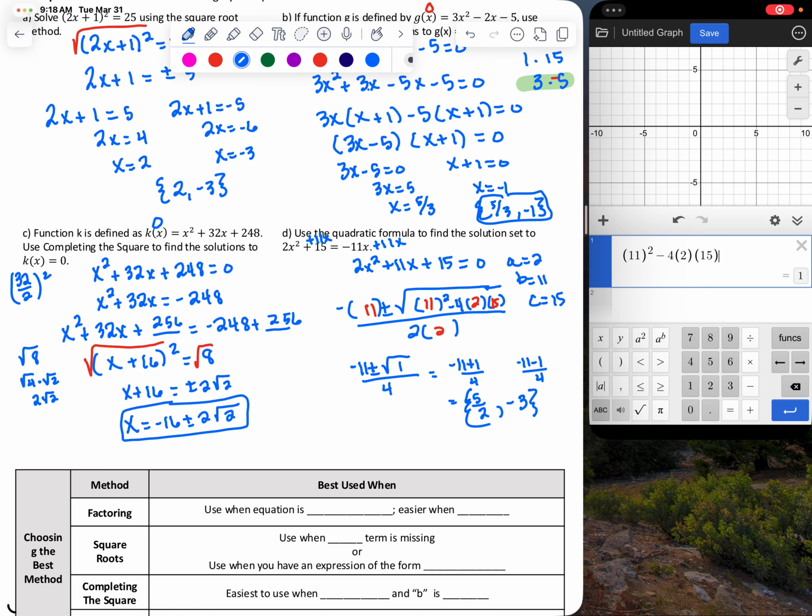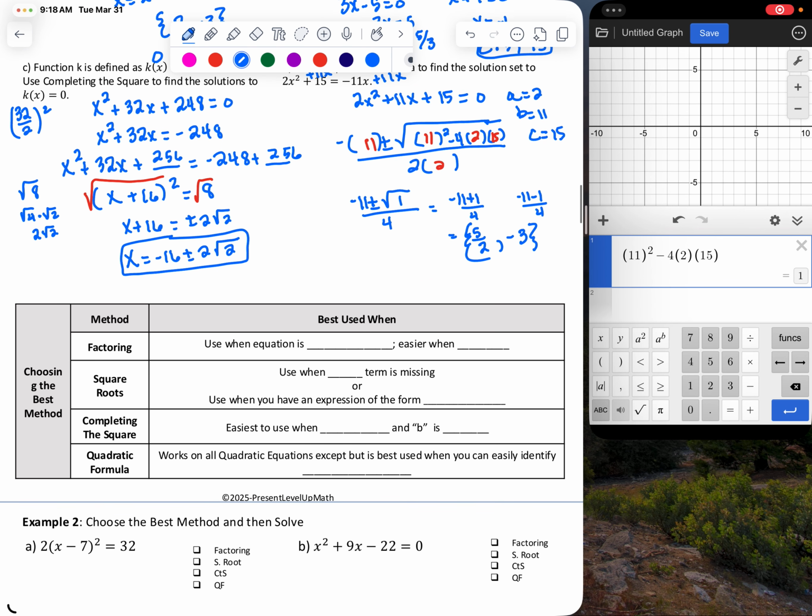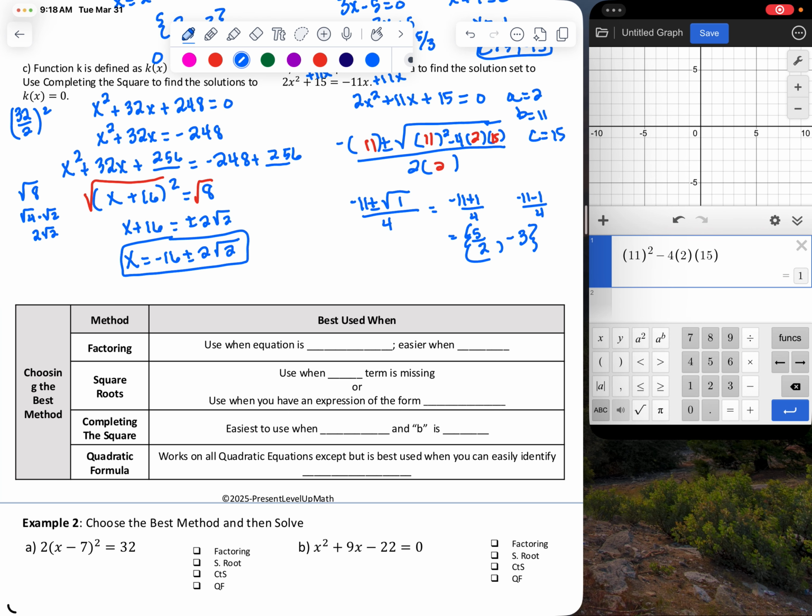Now, these are the 4 ways you've learned to solve the quadratic equations. Let's talk now about choosing the best method. So for factoring, you use whenever the equation is factorable. Not all equations will factor. It's easier when your A value is equal to 1.